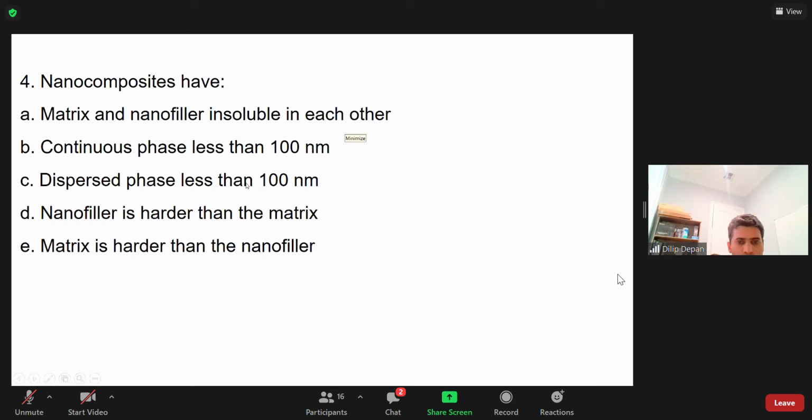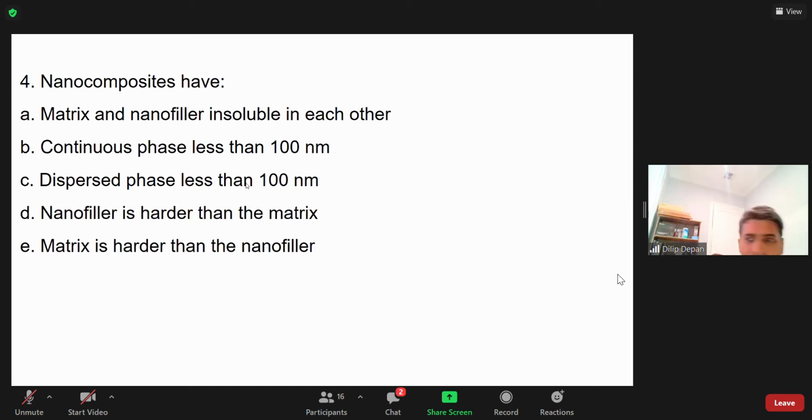So A means the matrix and nanofiller are insoluble in each other. Yes, because that is what composites are. In composites, your matrix and the filler are insoluble in each other. So A is also a correct statement.